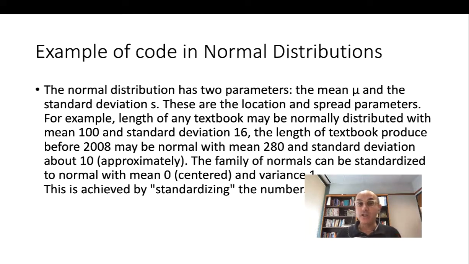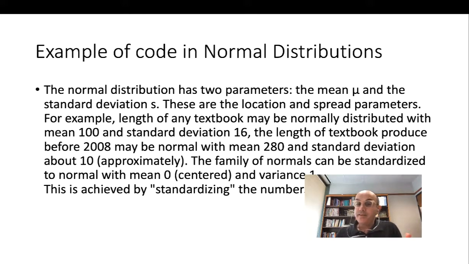If a distribution has two indicators, the mean and the standard deviation, they are the location and the spread of the distribution. For example, the length of a textbook may be normally distributed with a mean of 100 and standard deviation of 16. For the length of a textbook produced before 2008, the normal distribution is 280 and the standard deviation is 10.